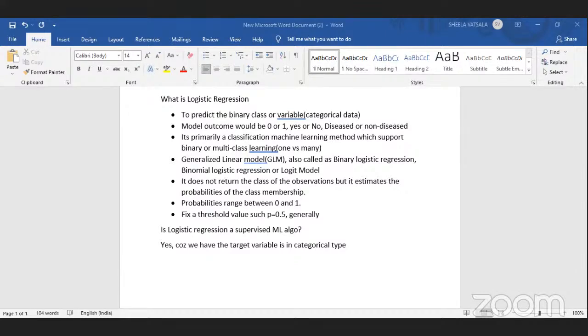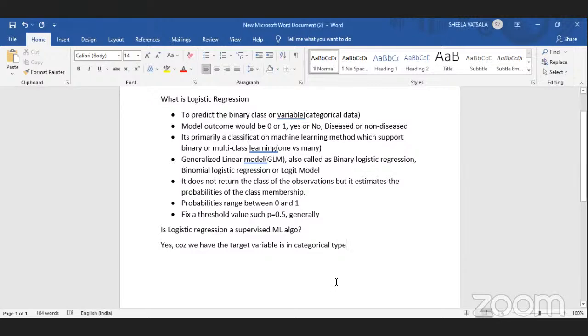Is logistic regression mainly used for regression? See, by the term, as I said, regression means it is probably a linear regression. But no, this is a classification algorithm.